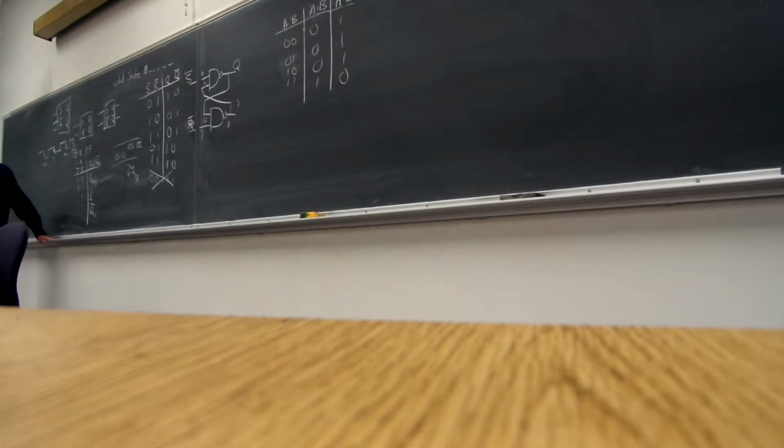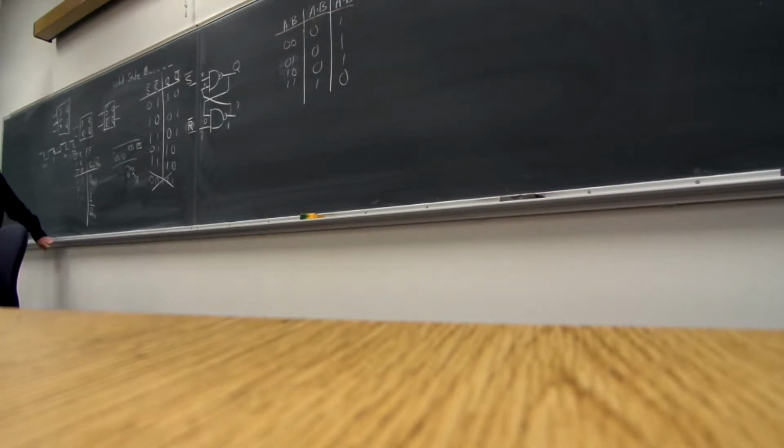I guess I'm not seeing how we're determining the Q n minus 1 part and the Q bar n minus 1. It's what it was before the clocking event happened. Okay, so let me give you a waveform here. Okay, so here's my clock. Here's my J. Here's my K.